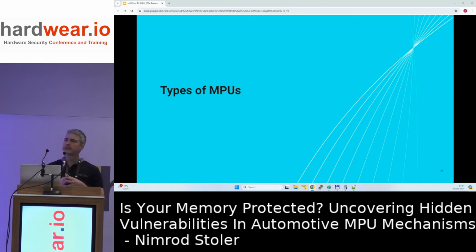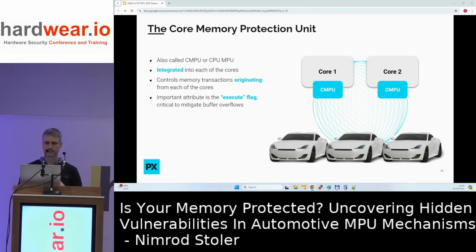The two main types of MPUs, this is what we're going to talk about now, used in the industrial and automotive domain are the core memory protection unit and the system memory protection unit. The core memory protection unit, also known as CMPU, core MPU, or CPU MPU, is integrated directly into each of the cores of a microcontroller and controls all memory transactions originating from that core.